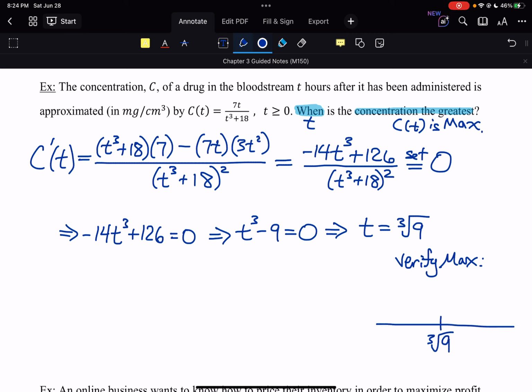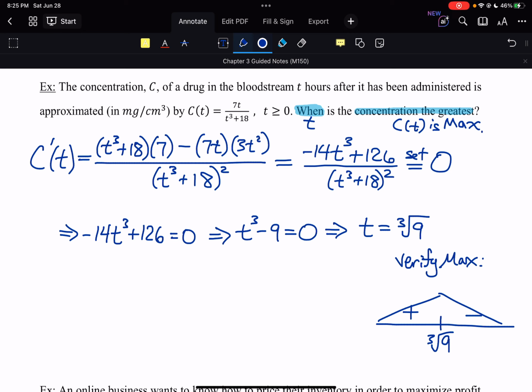Cube root of 9 is a little bit more than the cube root of 8, which is 2. So we could pick 2 down here and then pick 3 up here. But if I picked 2, for example, this will always be positive. And then if I pick 2, you get negative 14 times 8, and then plus the 126. So that still works out to a positive. And if I pick a bigger number than this, that becomes larger. So that gives us the negative. So we go increasing to decreasing. It is a maximum.